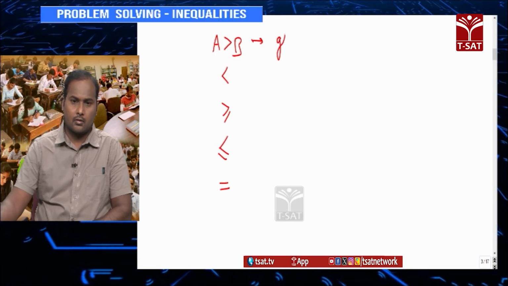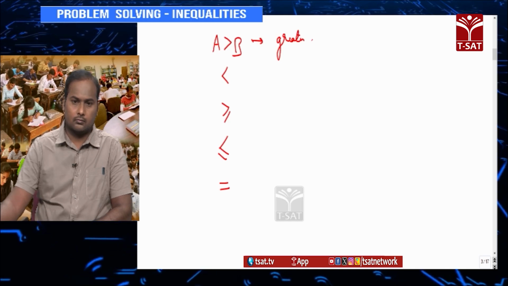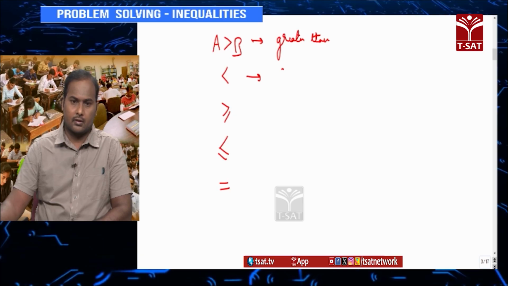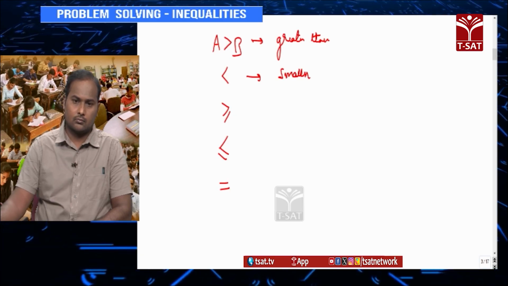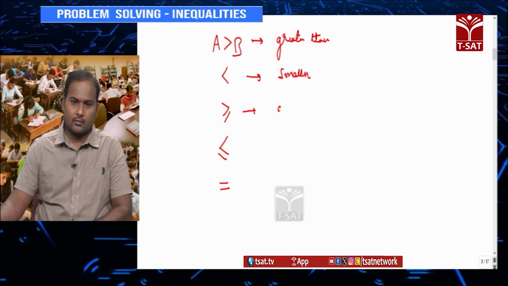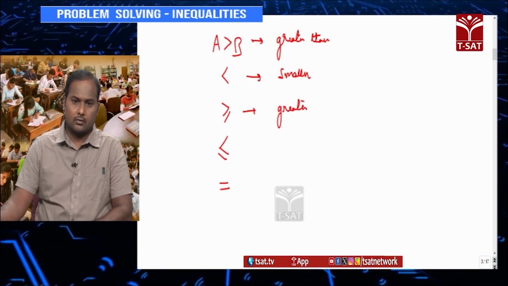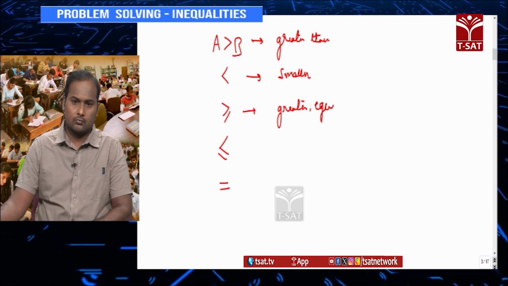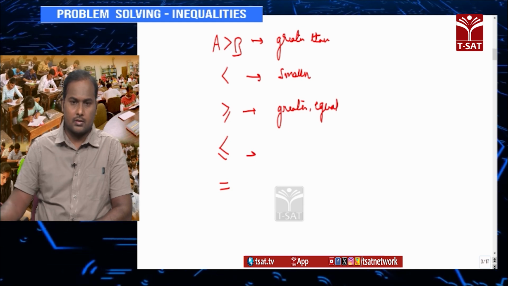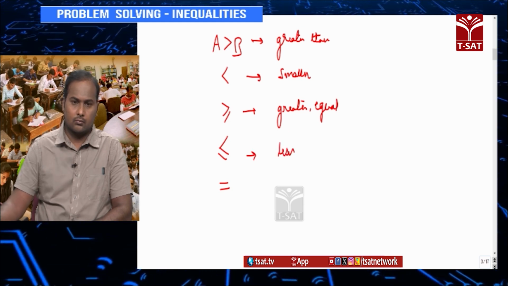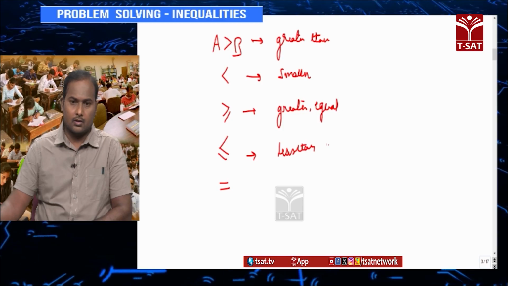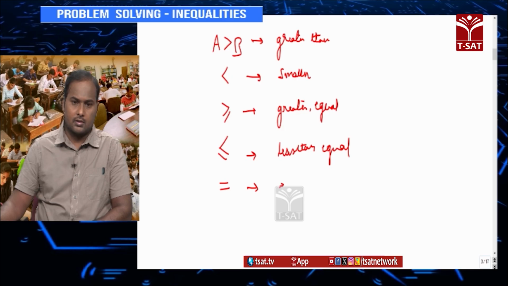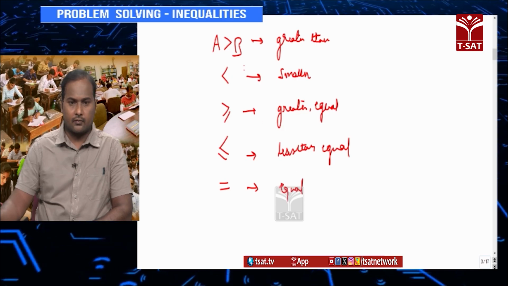One is greater than, the other one is smaller, so this comes under smaller, this is greater, equal, this is less than or equal to, less than, equal. So this we know this is equal. So these are the 5 signs.